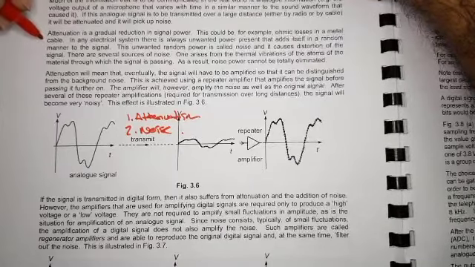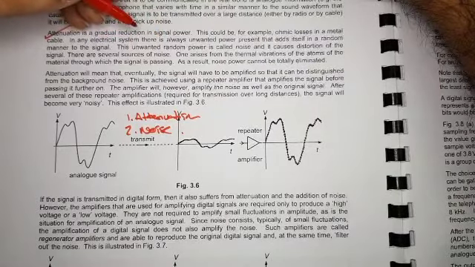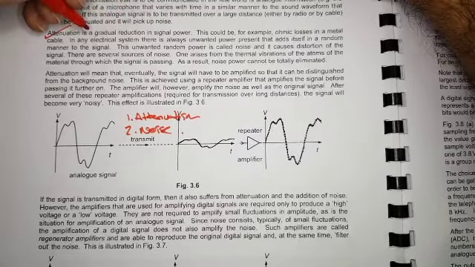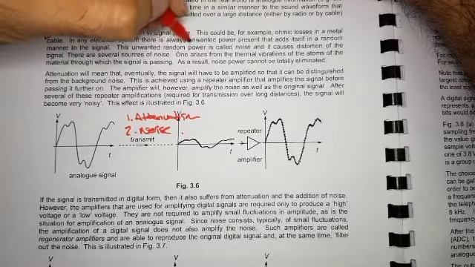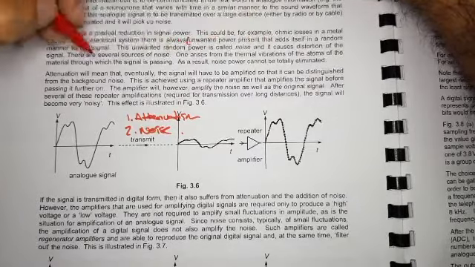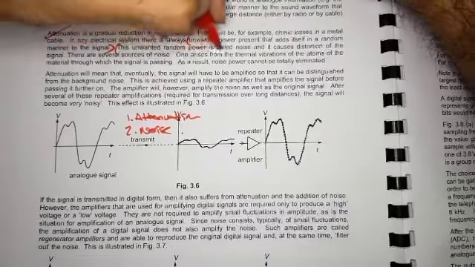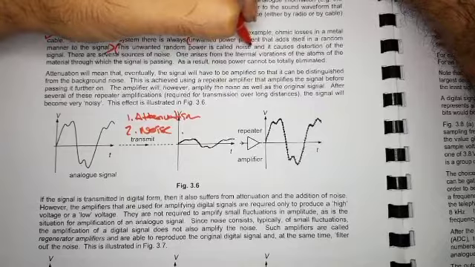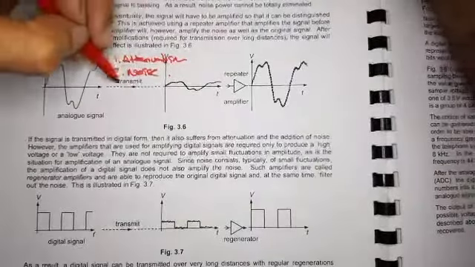You have attenuation. Attenuation is gradual signal power reduction. And noise. There's also a definition of noise. Noise is random unwanted power. Unwanted power present that adds itself in a random manner to the signal. This unwanted random power is called noise. So that's basically what noise is. So we have attenuation and we have noise.